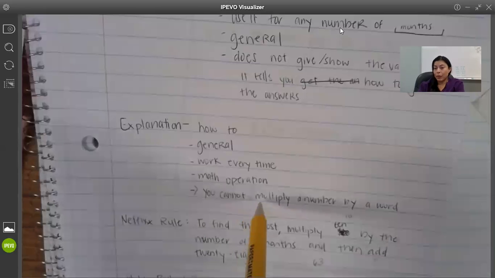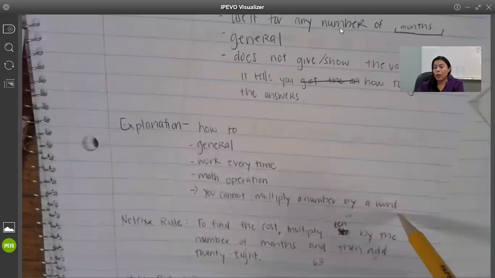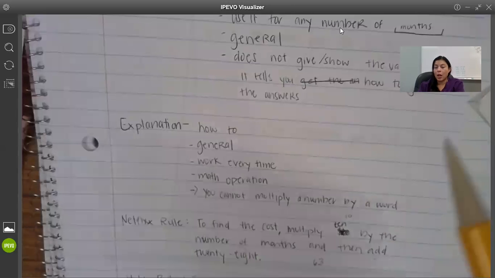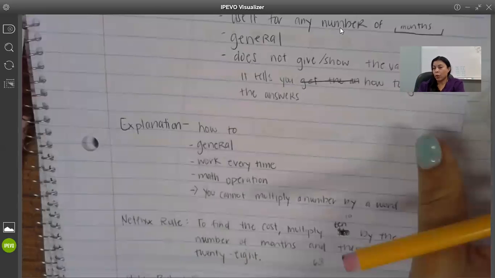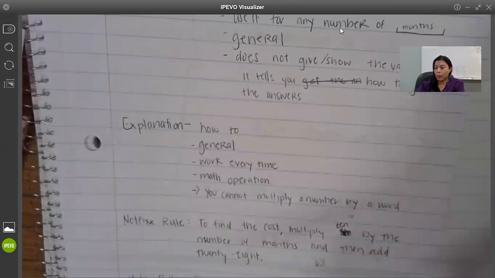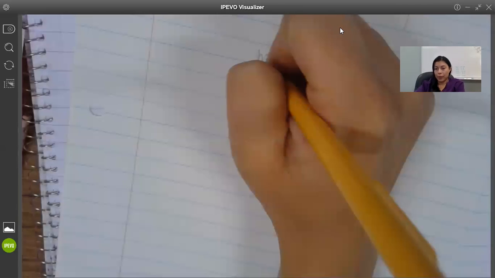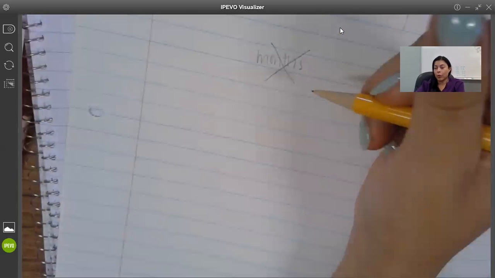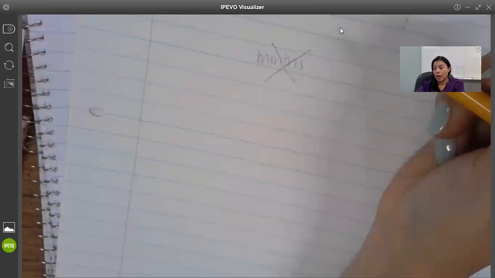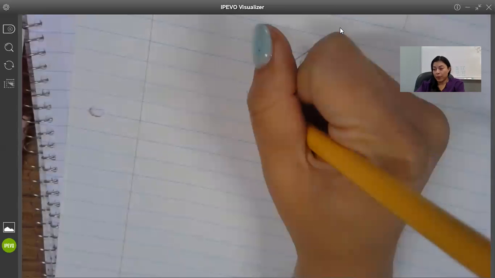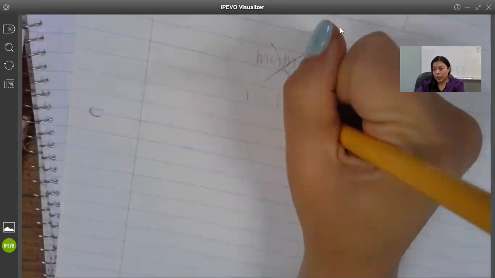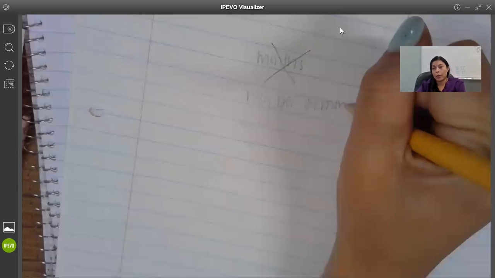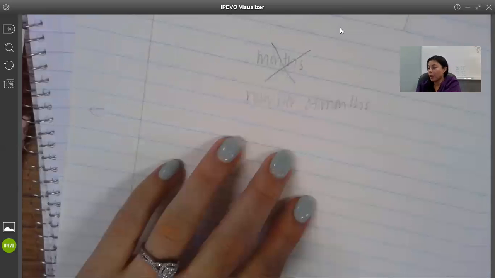And something to keep in mind that people do a lot is that you cannot multiply when you write it. You cannot multiply a number times a word. You can multiply a number times a number. So, for example, you shouldn't say multiplied by months, because months is a word. And like August, September, we're not multiplying 10 times August. We can say number of months, number of weeks, because those are actual numbers, and you can multiply by that.